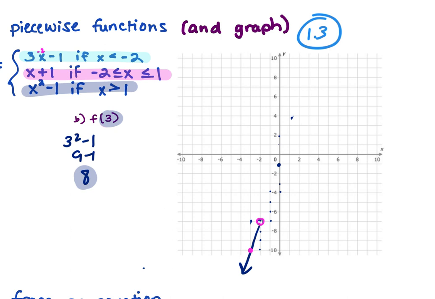Then from negative 2 to positive 1, my equation is x plus 1. So if I started at positive 1, because that's where my y-intercept is, and my slope is 1, I'm going from negative 2, and this time it's a solid dot, to positive 1, and this time it's a solid dot. So my line there would look like that. Again, you could also have plugged in negative 2 and plugged in 1 and then connected them.